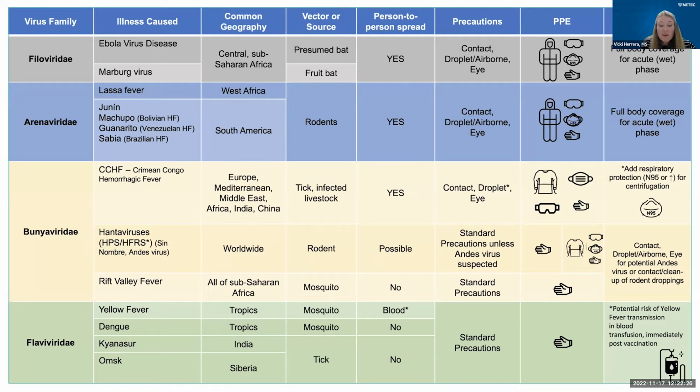NETEC has put together a matrix seen here to help you determine the most appropriate PPE to use depending on the virus or disease you may be dealing with. So again, it is very important for the care team to communicate with the laboratory if they are suspecting something that is a high consequence pathogen in their patients. Next slide, please.